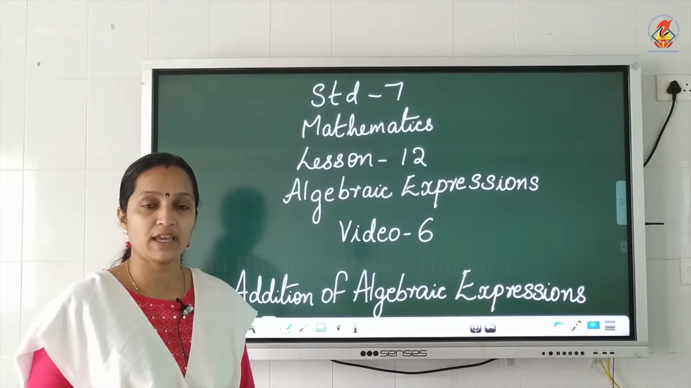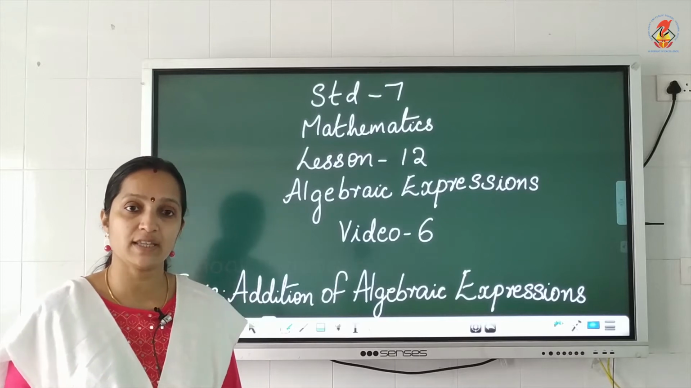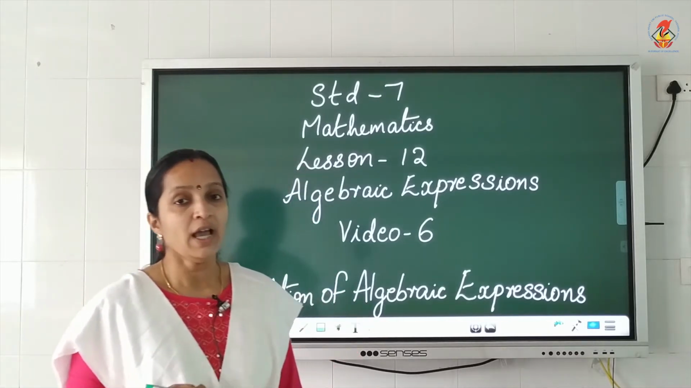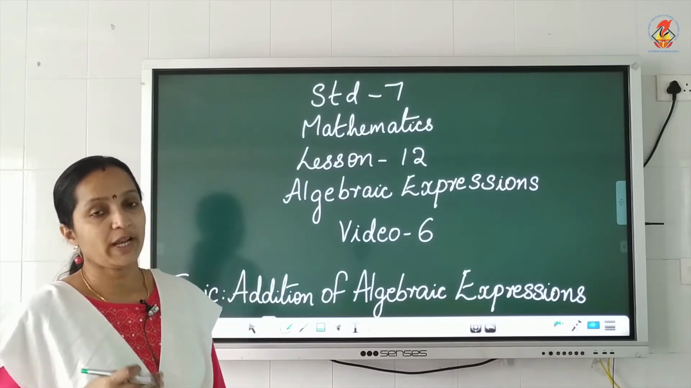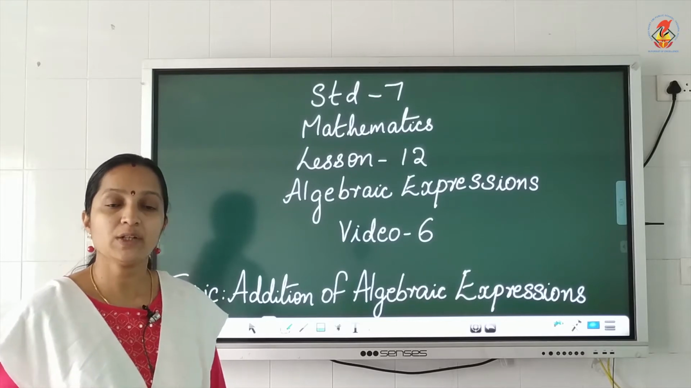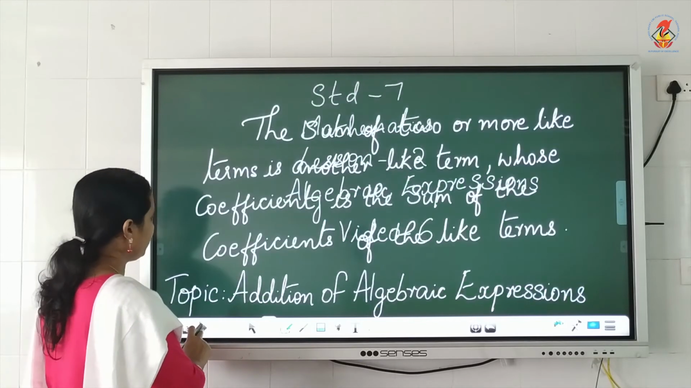Simply, like terms means same variables with same powers, or you can say two or more terms having the same algebraic factors are called like terms. So, for adding and subtracting algebraic expressions, we add or subtract only the like terms. Okay children, now move to the first question.